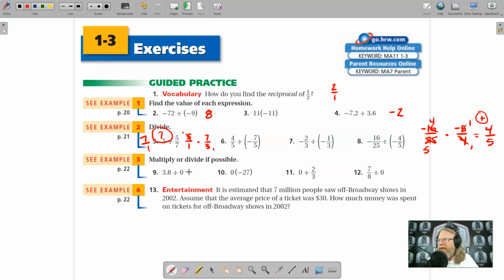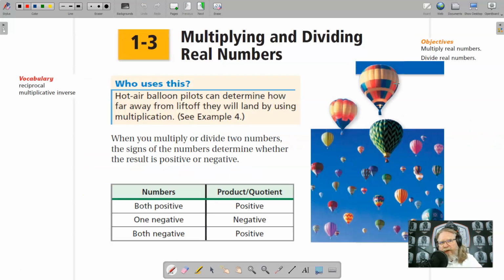And then our 0 ones. Anything divided by 0 is undefined. We can't do that. Anything times 0 is 0. 0 divided by anything is 0. And you can't divide any number by 0, so that's undefined as well. All right. So that concludes all of my instruction for textbook lesson 1-3, multiplying and dividing real numbers. Thank you.